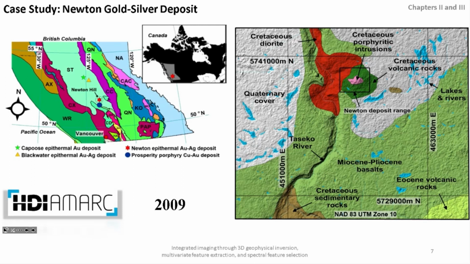Amarc company acquired the property in 2009, and they estimated an inferred mineral resource of 111.5 million tons with an average grade of 0.44 grams per ton gold.